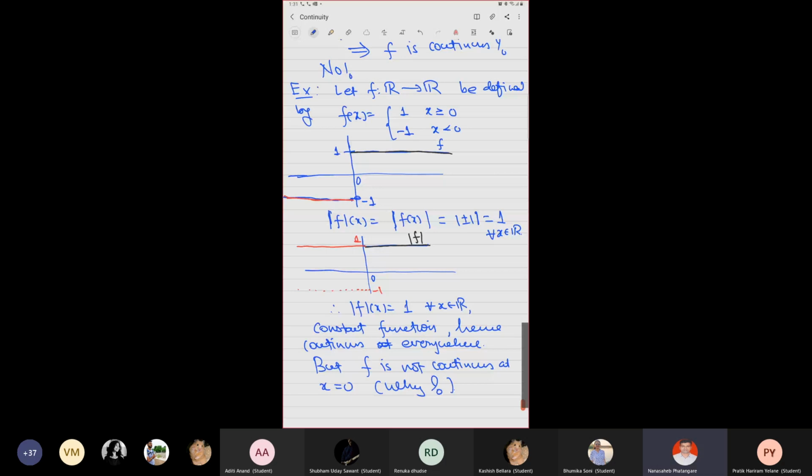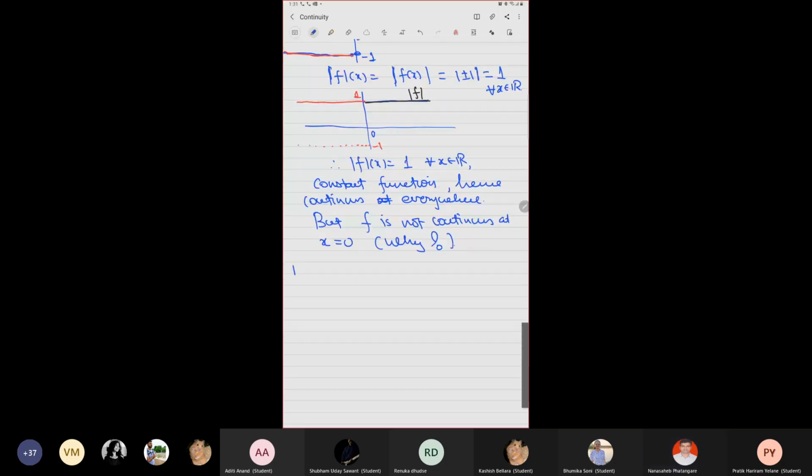Now, next result. Recall, if x_n is greater than or equal to 0 for all n and the limit as n tends to infinity of x_n is equal to x, then what can we say about x? x is also greater than or equal to 0, correct?